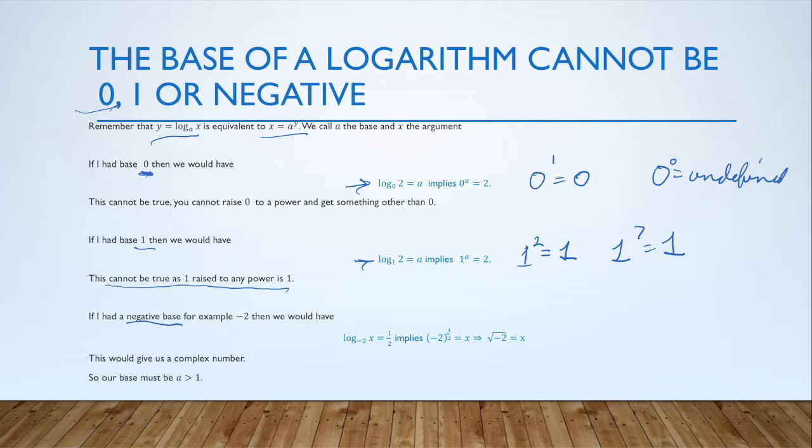What if I had a negative? So let's say I had log base negative 2 of x would equal 1/2. That would mean negative 2 to the 1/2 is x. So the square root of negative 2 is x, and that's a complex number, right? So that's why our base has to be greater than 1 because it can't be 0, it can't be 1, and it can't be negative.